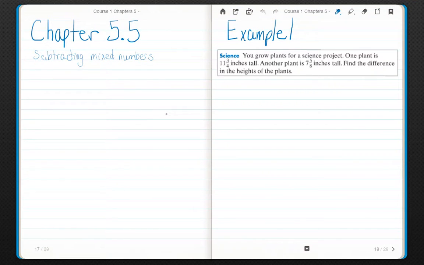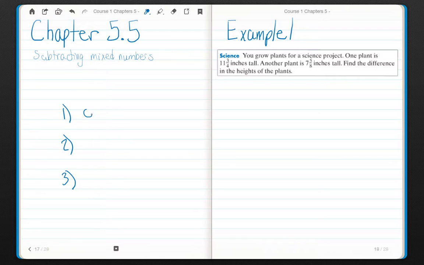Chapter 5.5, Subtracting Mixed Numbers. In this lesson, there's again no vocabulary. Just please remember all of your steps. Write the original problem, show any conversions, and box your answers.